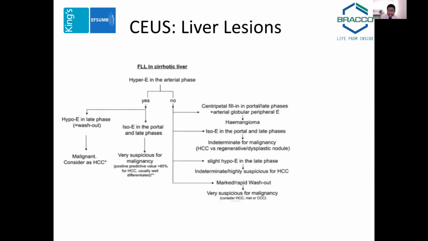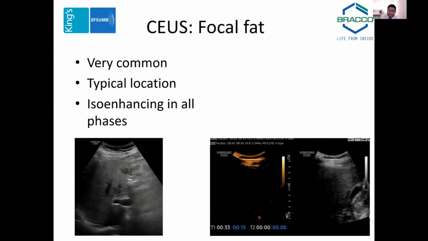The world changes when we talk about the cirrhotic liver and the oncogenic lesions. When you see an arterially enhancing lesion within a cirrhotic liver, you must be thinking about malignancy and dysplastic nodules or HCC. So I'll take you now through each one of the lesions.